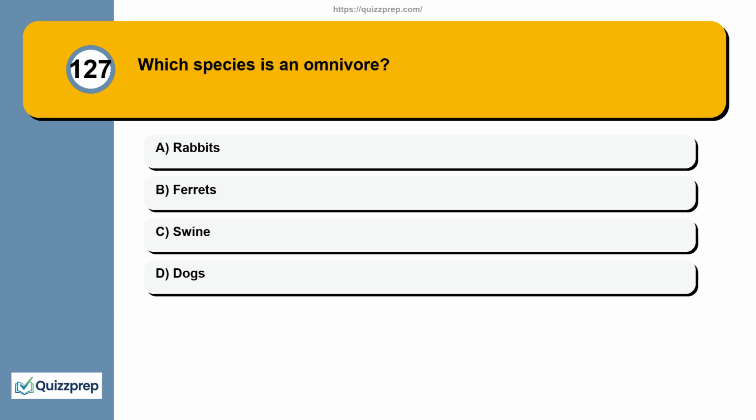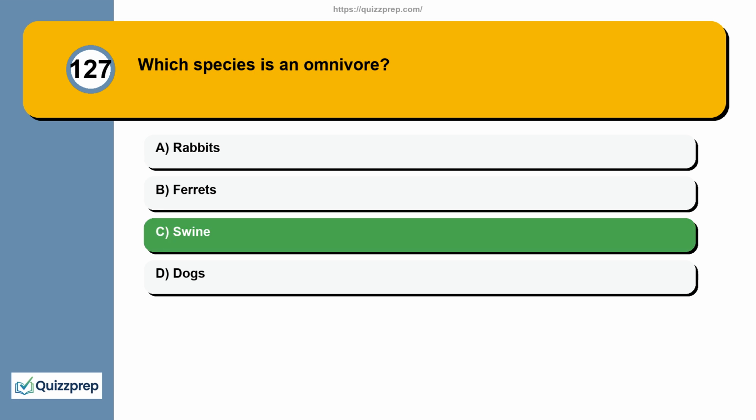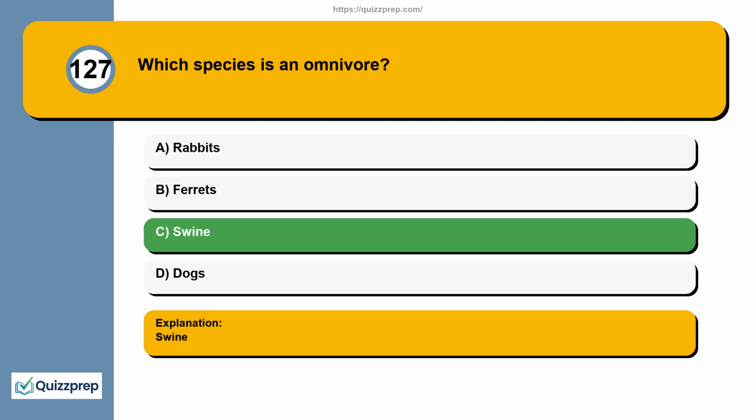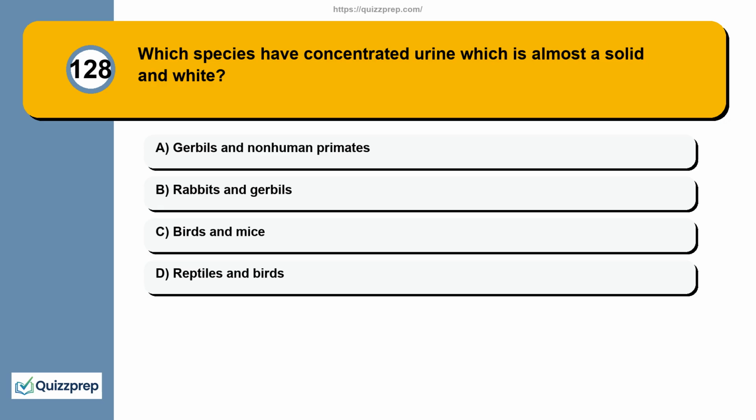Question 127. Which species is an omnivore? Option A. Rabbits. Option B. Ferrets. Option C. Swine. Option D. Dogs. The correct answer is option C. Swine.